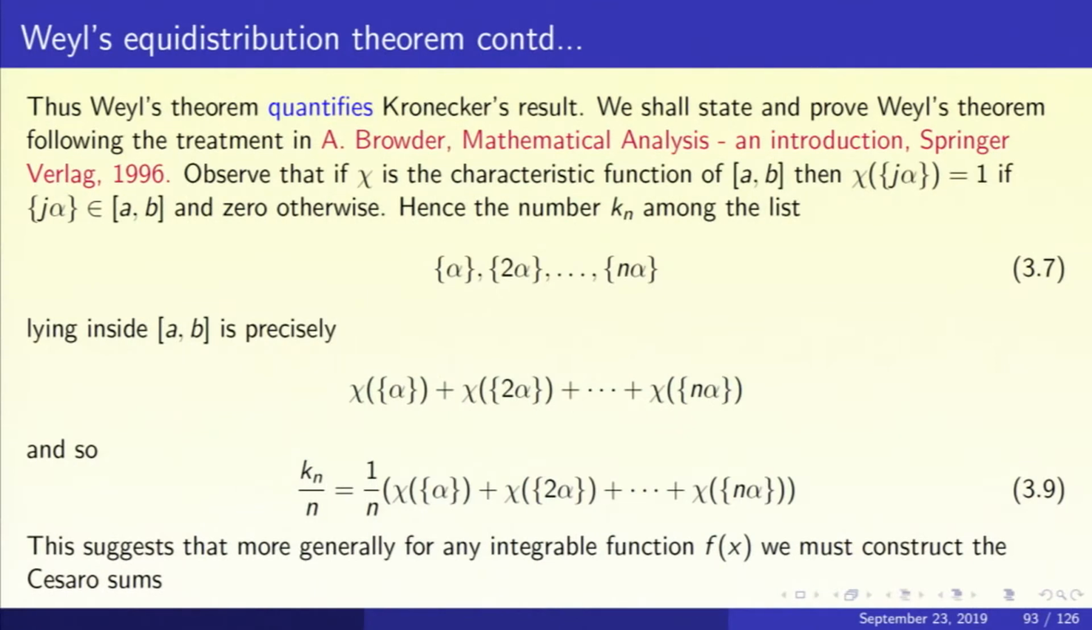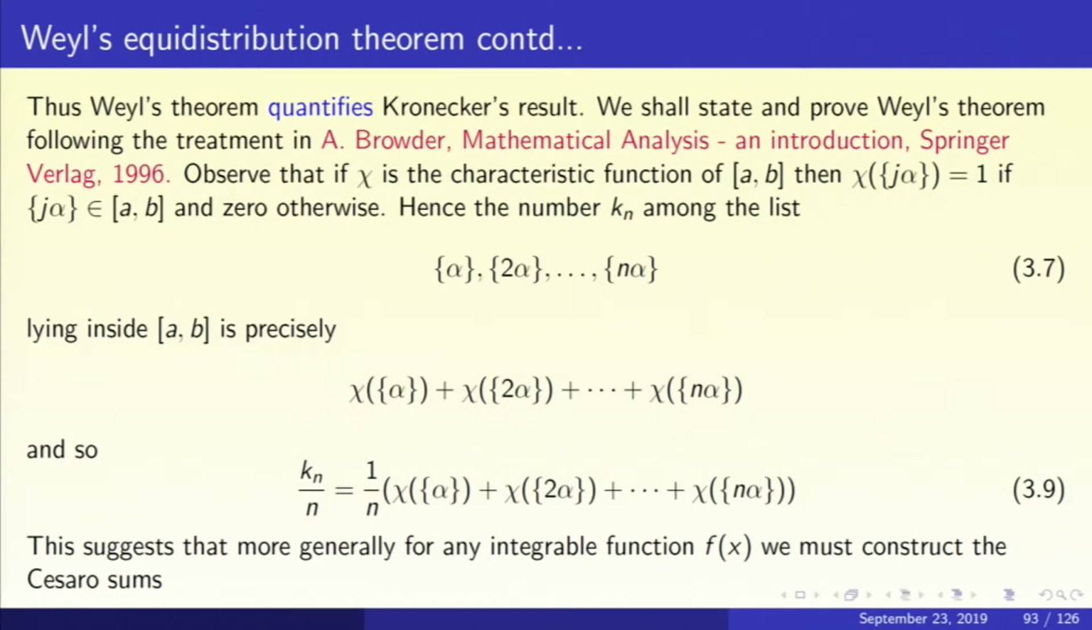So what is going to be k_n by n? k_n by n is going to be exactly 1 upon n times chi evaluated at {alpha} plus chi evaluated at {2 alpha} plus etc. plus chi evaluated at {n alpha}. You see the displayed equation 3.9 in the slide. So you begin to see the appearance of a Cesaro sum, and so the connection with Fejer's theorem is clear now. So we got this equation 3.9. Now nothing stops us from generalizing it further.